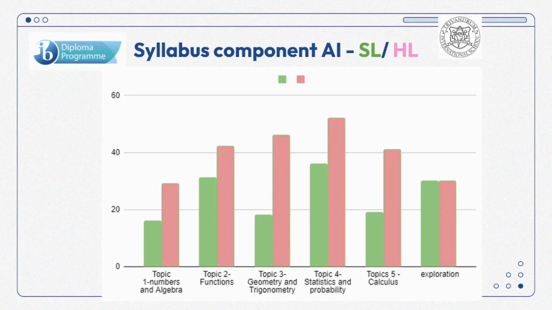These are the syllabus components for AI, SL and HL. There are 5 topics in which statistics and probability has the highest weightage. In AI, exploration for SL and HL have the same hours of time.